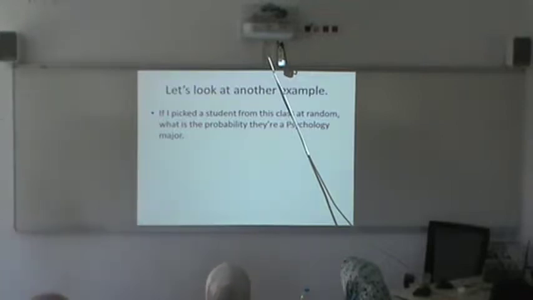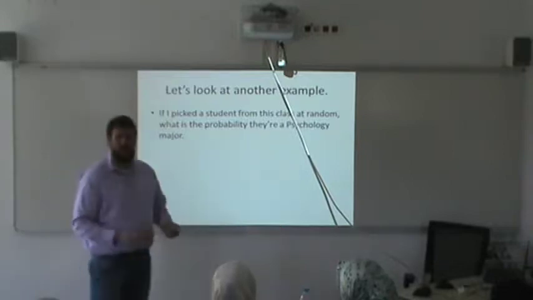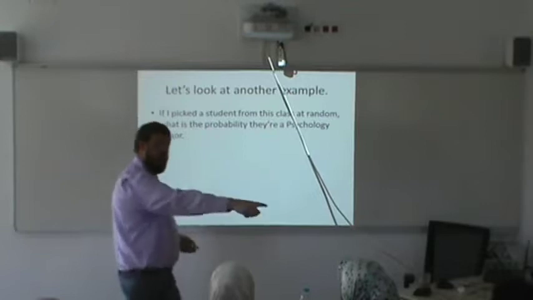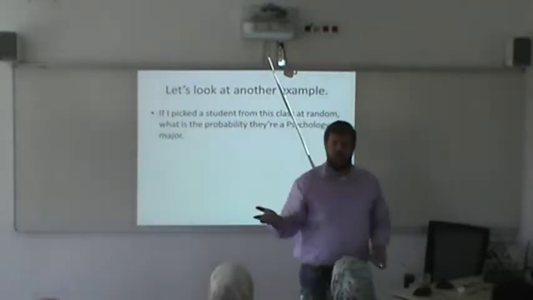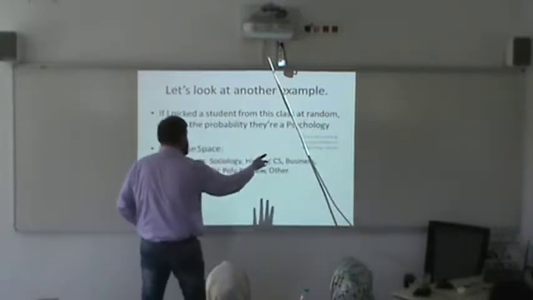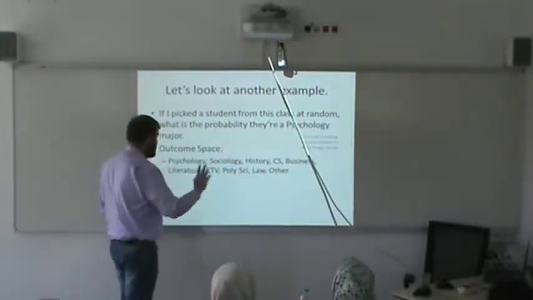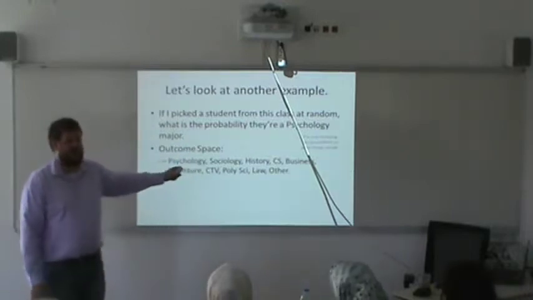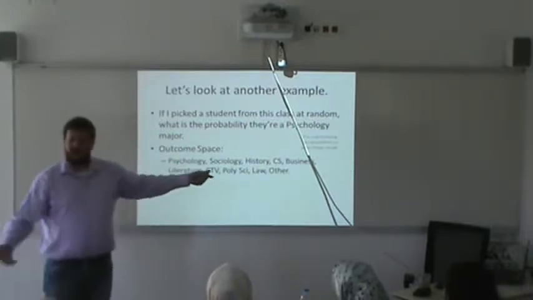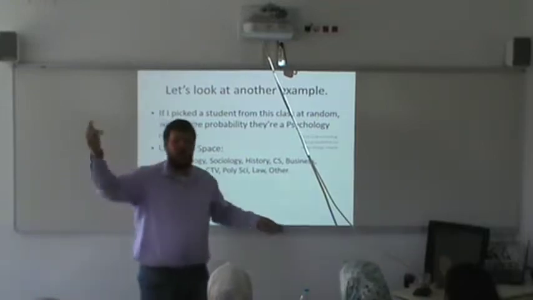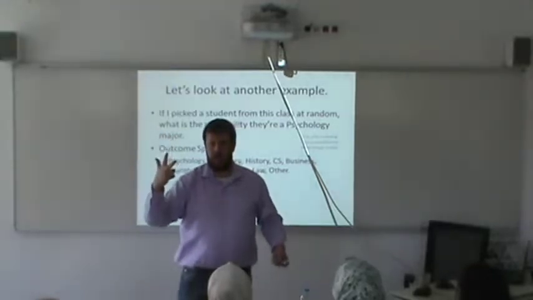So, let's take another example. Let's imagine that I'm going to pick a student from this class at random. What is the probability that they're a psychology major? We need to know the outcome space, right? We've already defined the outcome space. Up here I said psychology, sociology, history, CS, business, literature, CTV, politics, whatever. Anyway, we know that this is the wrong outcome space for this class. For this class, what's the outcome space? Psychology, sociology, history. There are 3.